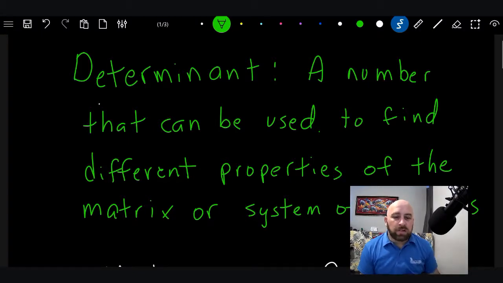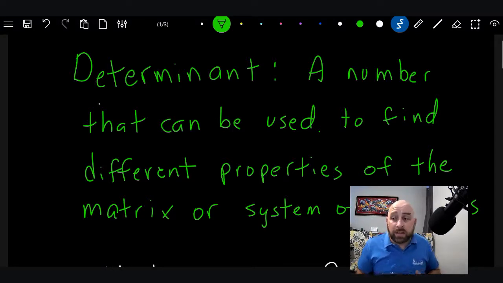Well, if you look down here at the screen, it says a number that can be used to find different properties of the matrix or system of equations. What does that mean? Well, here's what it means. When you find the determinant, and we're going to show you how to do that in just a second, you will know certain things about the matrix. For instance, one thing that you'll know is if it has an inverse. Okay? Well, what does that mean? Well, I'm going to tell you in a couple lessons, so you've got to keep watching the videos to find out what the inverse is.